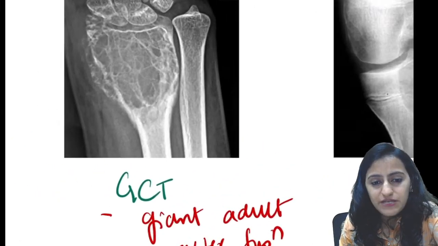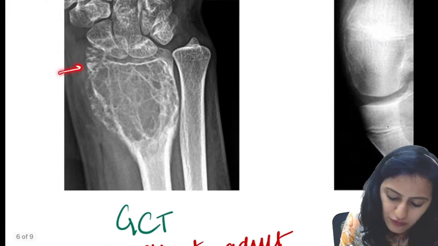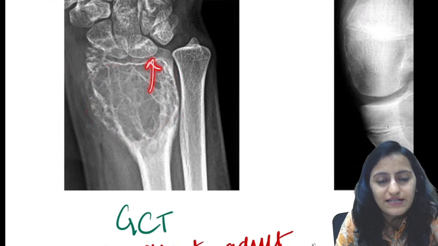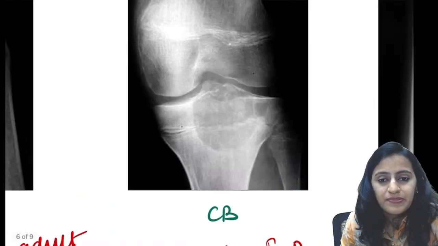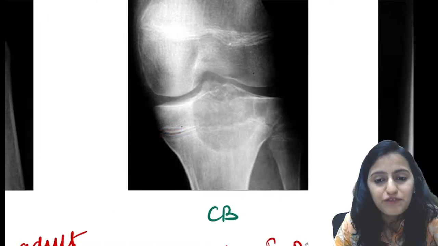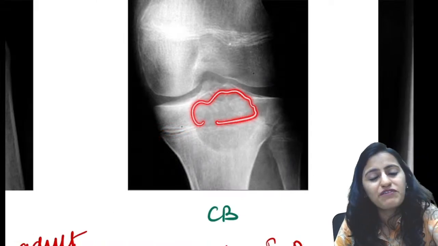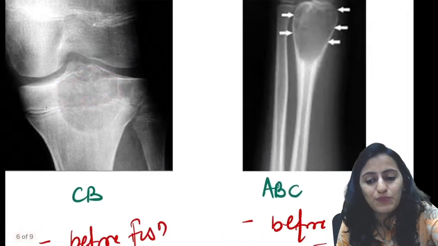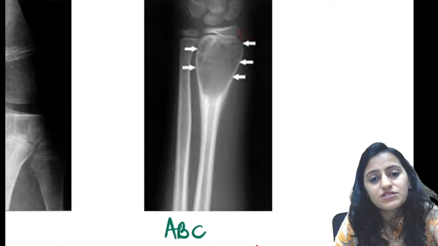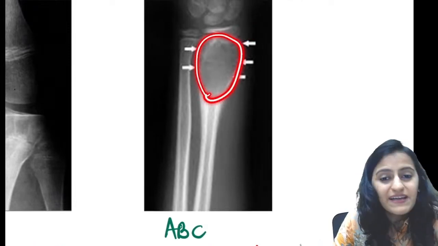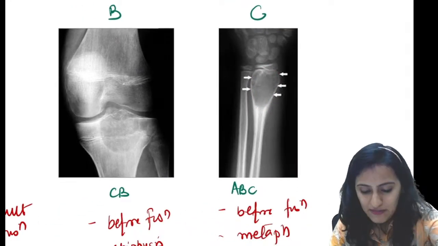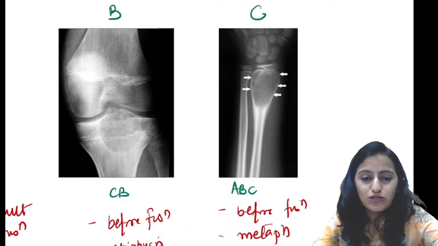So look at the tumor here. This is a fused bone, right? You can see the expansile lesion going till the articular surface. So this is GCT. This is an unfused bone. You can see the growth plate there. It's an unfused bone involving the epiphysis. So this is chondroblastoma. This one is an expansile lesion. This is unfused bone involving the metaphysis. So this is ABC. Unfused metaphysis is ABC. Yes, absolutely right, Dr. Shubham.